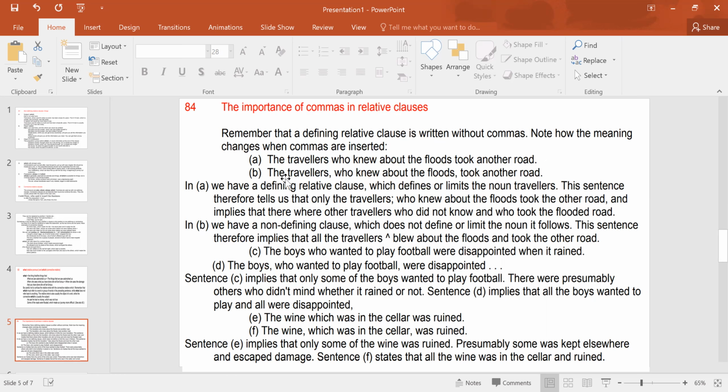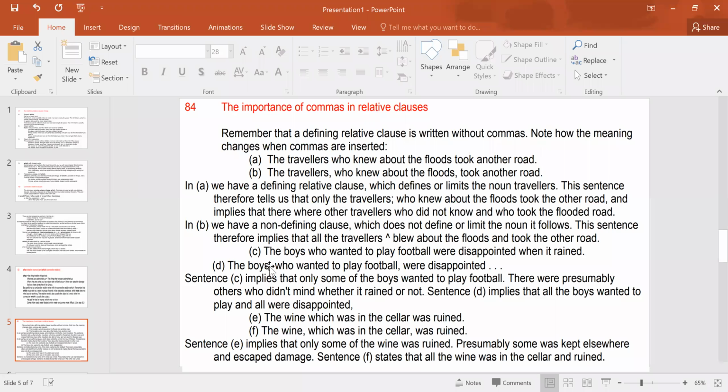Whereas in case B, we are taking the travelers as a whole. Here we have a non-defining relative clause, which does not define or limit the noun it follows. This sentence therefore implies that all the travelers knew about the floods and took the other road. So here we are talking about all the travelers, whereas in A we are talking about only the travelers who knew about the floods. So they took another road.